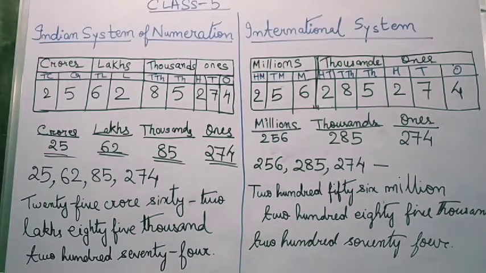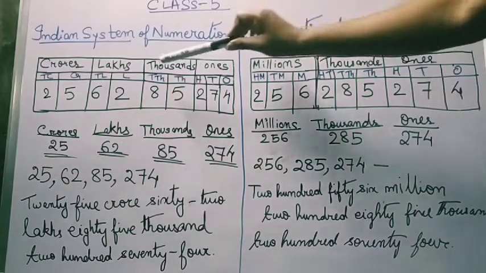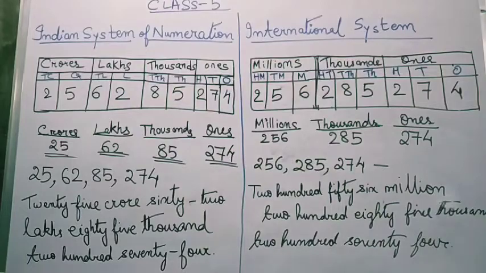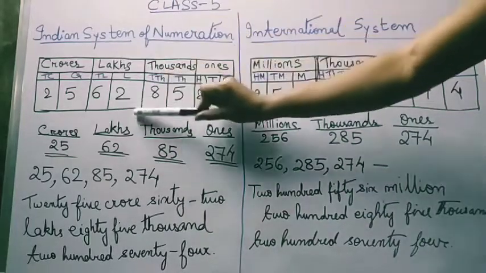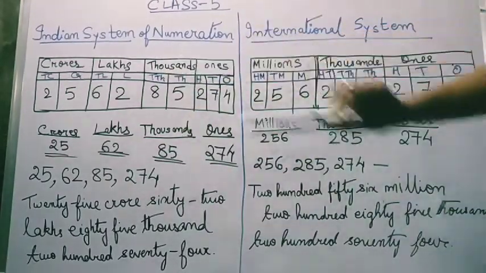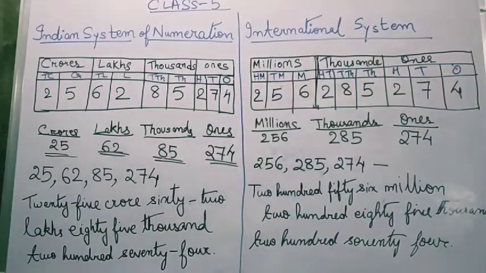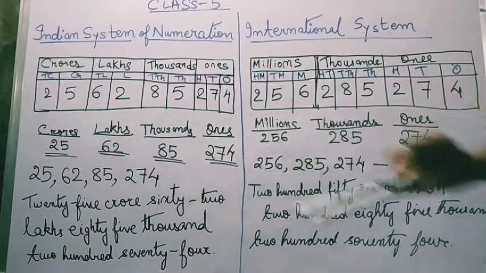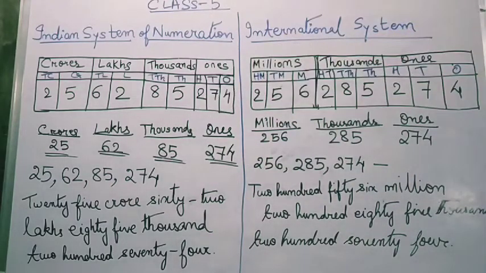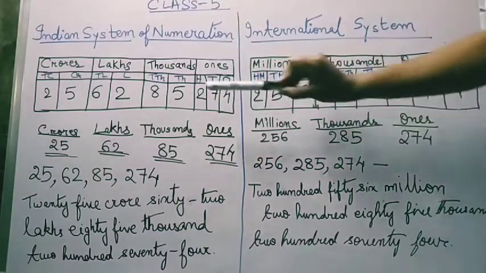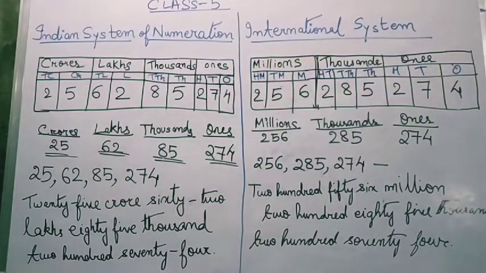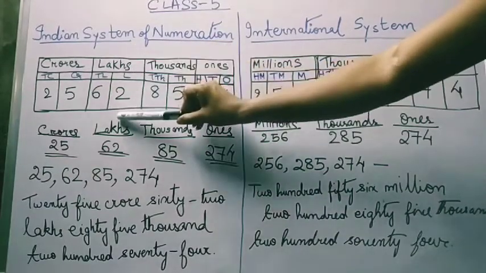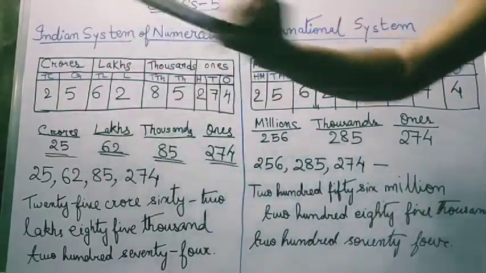Now, how will you write the number names? For your convenience, I have written the numbers. In crore period, the number is 25. In lakhs period, 62, 2 digits are there. In thousands period, 85, 2 digits are there. And in ones period, 3 digits are there, 274. You can see in the Indian system, in ones period, there are 3 digits, and in thousands period, there are 2 digits. Lakhs also 2 digits. Crores also 2 digits are there.